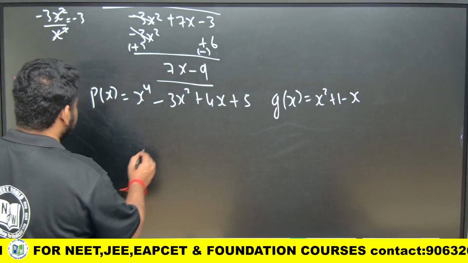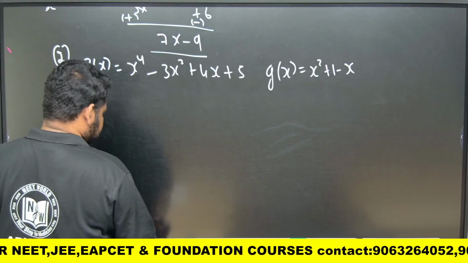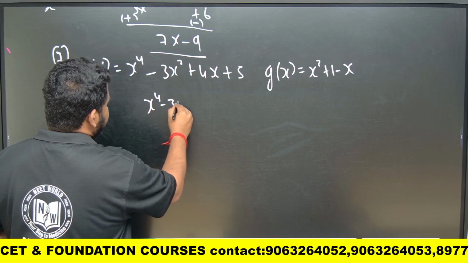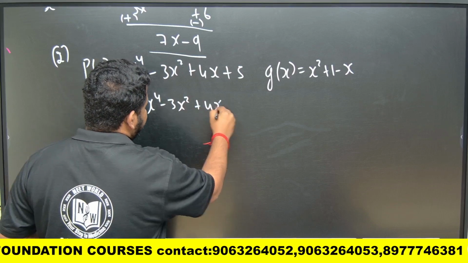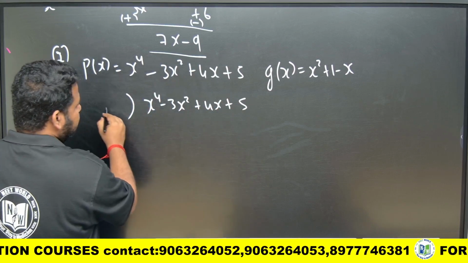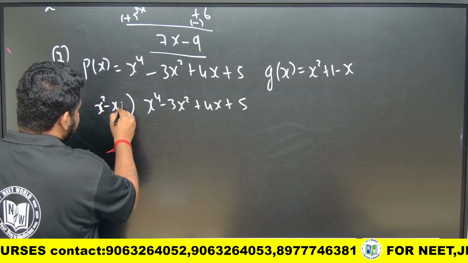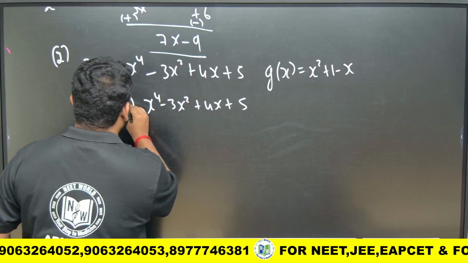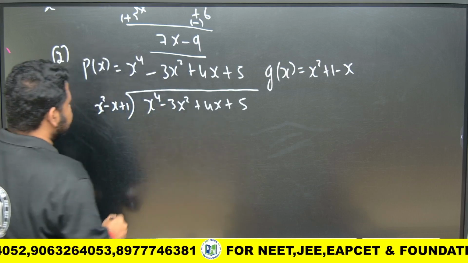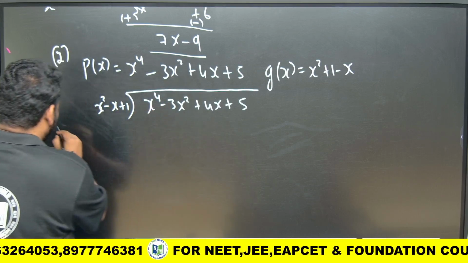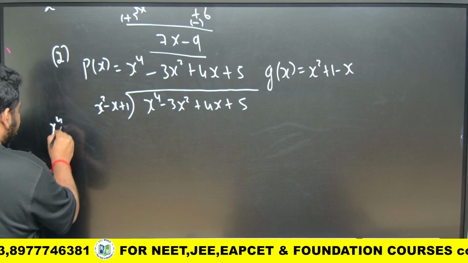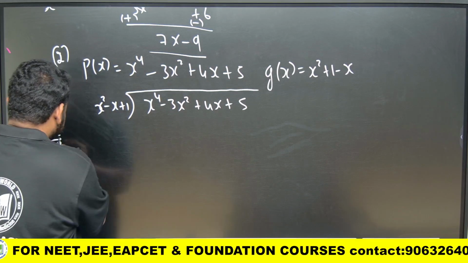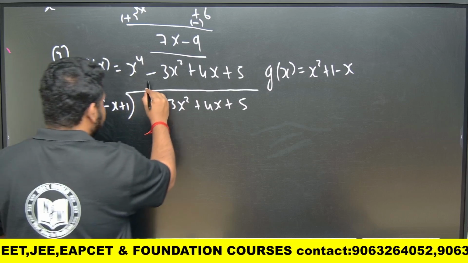So first let us divide this. Let us write it like this: x to the power of 4 minus 3x square plus 4x plus 5, and I have to divide by x square minus x plus 1. So here I have x to the power of 4, and I have x square. X to the power of 4 divided by x square. Like this you do in the initial stages until you learn properly. This gives us x square itself, so I should write x square here.